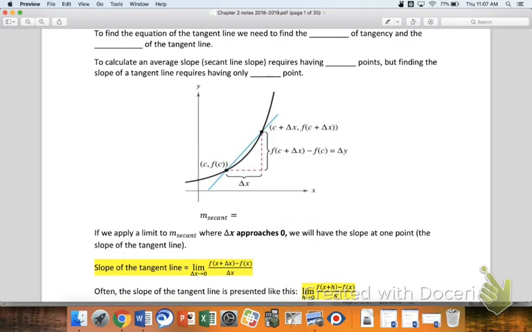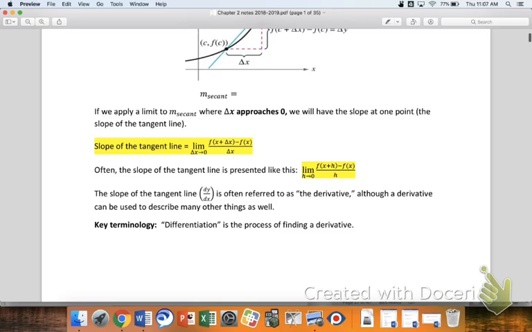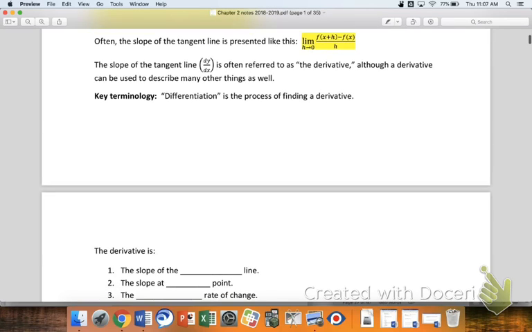So I think I've got a couple more things here, and then I think I'll be done. Yes. Okay.